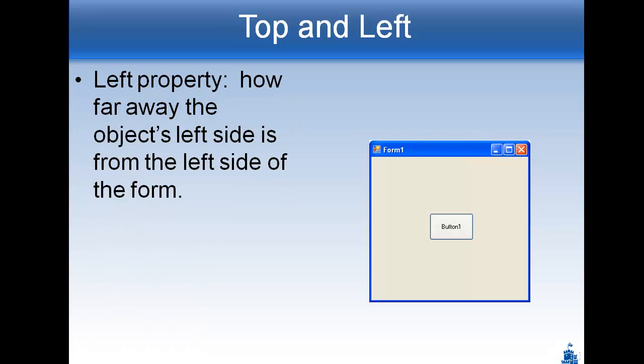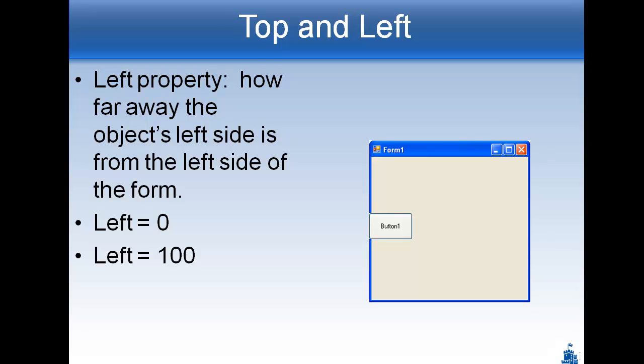All right, so the same thing goes for something called the left property. The left property is like the top property, except it tells you how far away the left side of the object is from the left side of the form. So for example, if left is 0, the left side of the button is 0 pixels away from the left side of the form. So there it is right there. There's 0 distance between the left of the form and the left of the button. If you say left is 100, then there's 100 pixels of distance. And if you say left is 300, since the form is 300 pixels wide, it'll be all the way over here. But remember, if it's off the form, it won't show up at all.